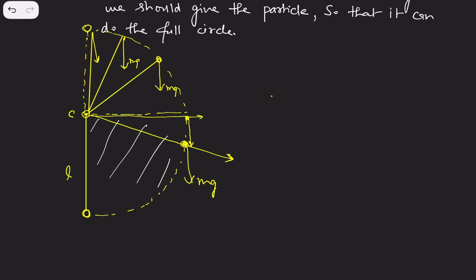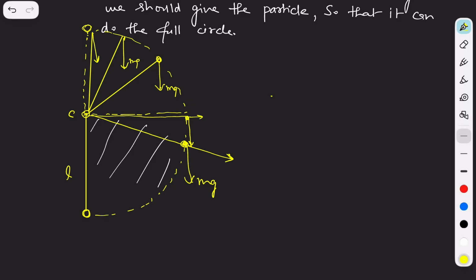And as the particle reaches the topmost point, your mg component will be at its maximum. If you want to complete this circular motion, what should be the criteria? Listen to me carefully now. Here, when the particle is at the topmost point, the mg is completely acting towards the center.